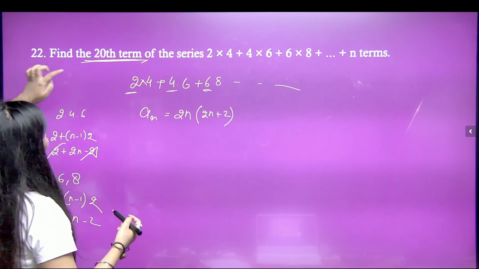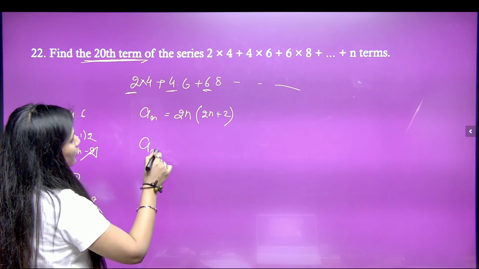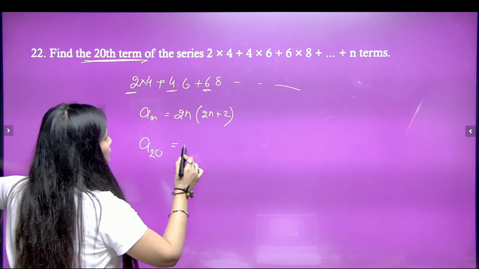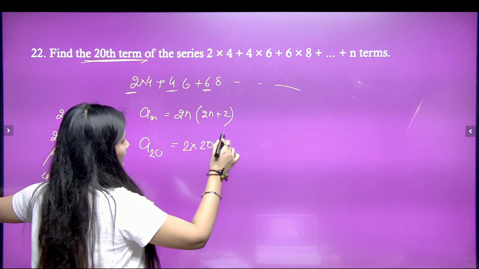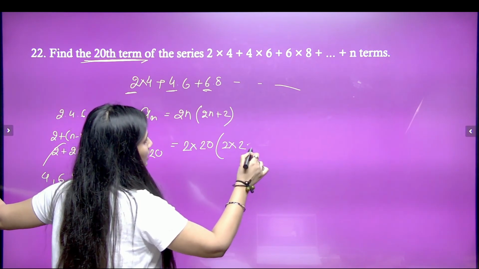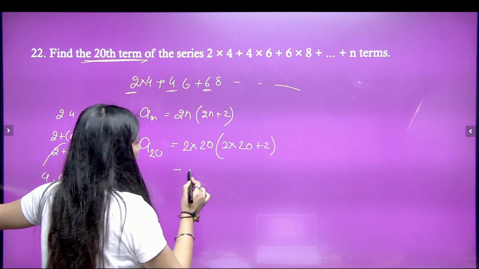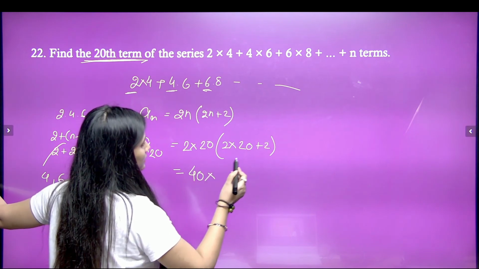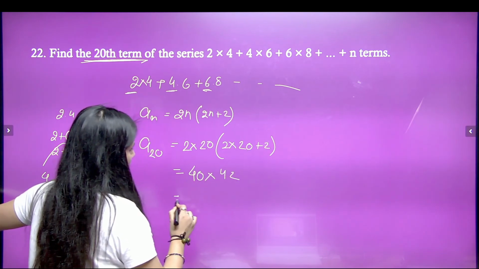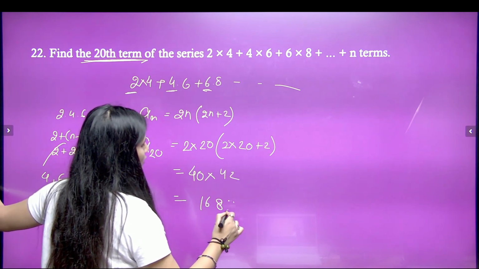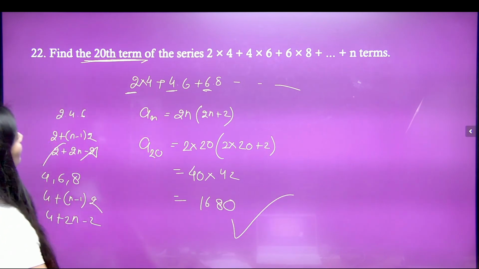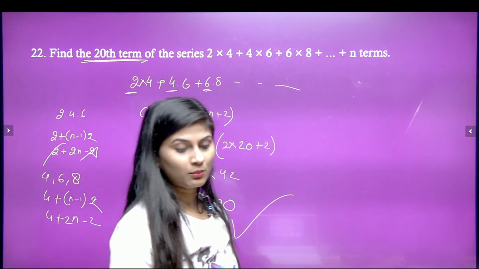So if I need to find the 20th term, then I have to put the value of n as 20. So it is 2 into 20, and then we have 2 into 20 plus 2. So it is 40, and here it is 42. 1680 is the answer. Okay. So this is question number 22.